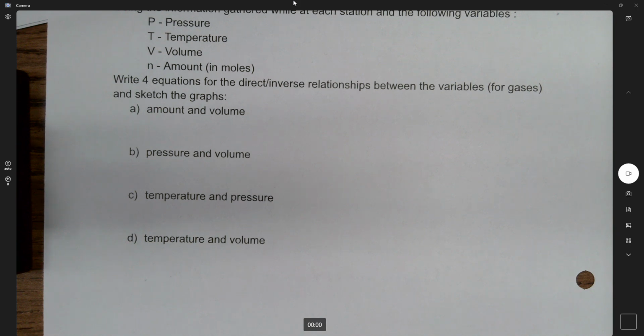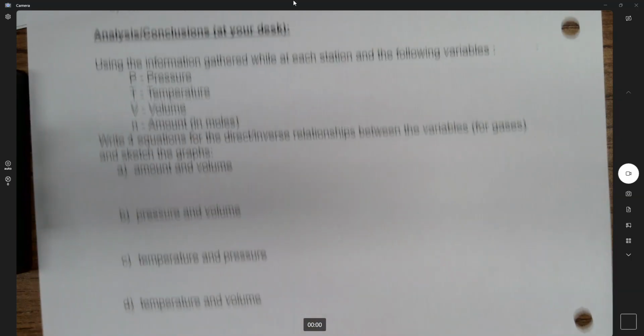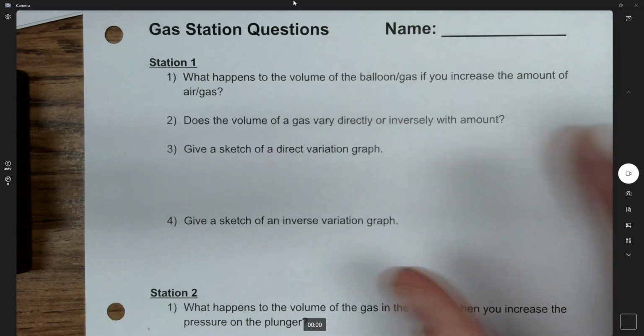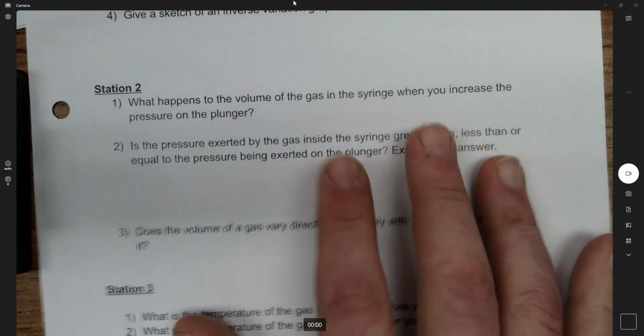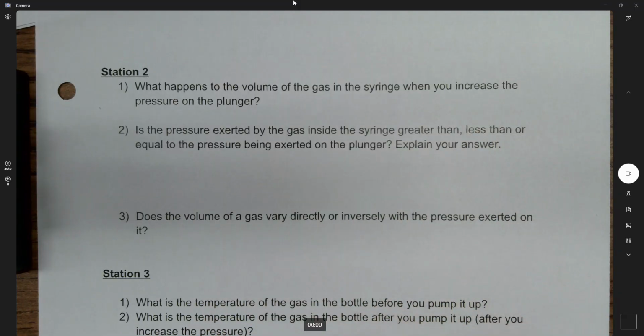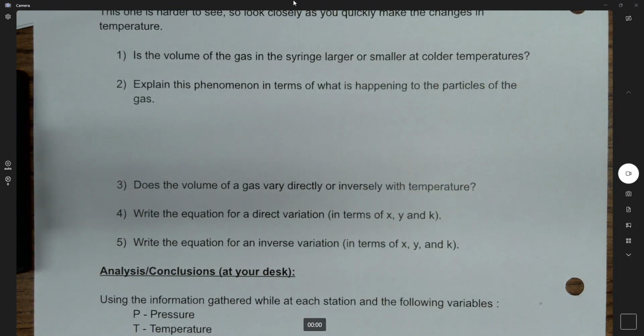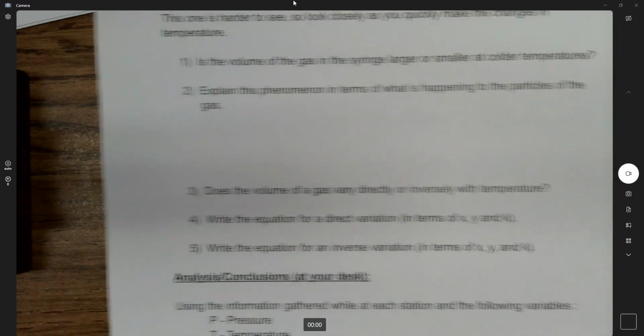All right, ladies and gentlemen, let's go ahead and talk about this last step. You guys have gone through all the stations. You blew up your balloon. You messed with the syringe at station 2. You did not pop my bottle. In station 3 and at station 4, you watched me set up our experiment. All 4 steps, you have seen the 4 gas laws that we are responsible for.